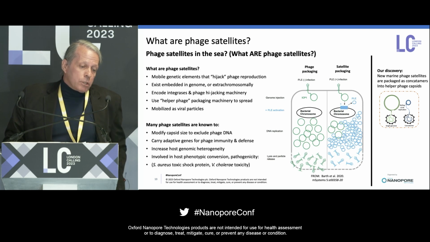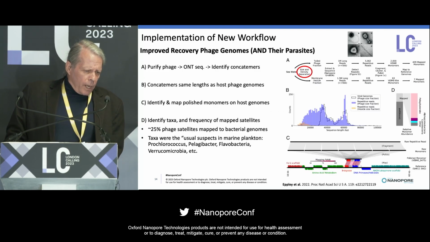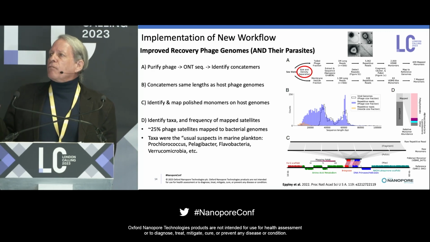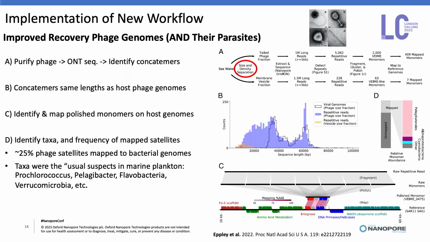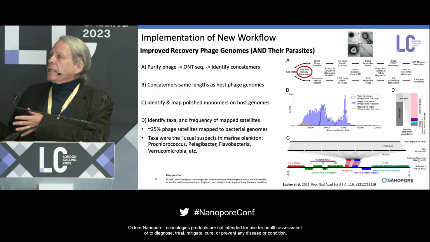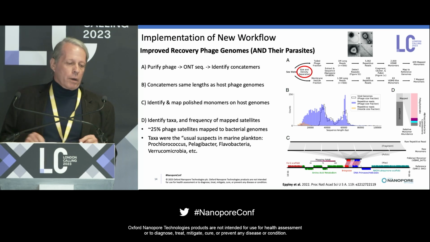So what we did was to refine our approach, and we basically were able to get highly purified phage preps. And the data I'm going to talk about right now comes from just one seawater sample. And what we were able to do was to sequence it. We've got a lot of phage genomes that I don't have time to talk about right now. But we also found 2,000 new of these phage satellite elements from one seawater sample.